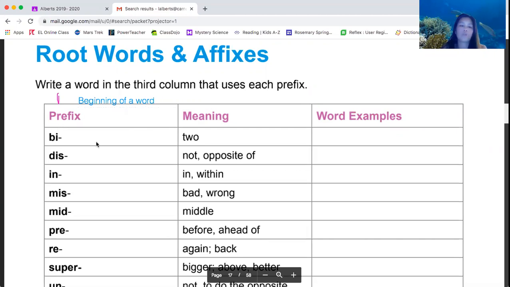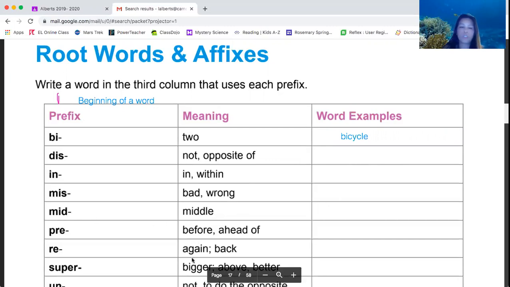And so if we have the word here, bi, the meaning means two. So my word example that I thought of right away was bicycle, because a bicycle has 2 wheels, okay? Then your next word is dis, and that means not or opposite of. Then you have in, which means in or within. So as I'm reading these, make sure you guys pause the video, and then on the right-hand side right here, you guys should be writing words that start with dis, in, mis, which means bad or wrong. Mid, sorry, mid means middle.